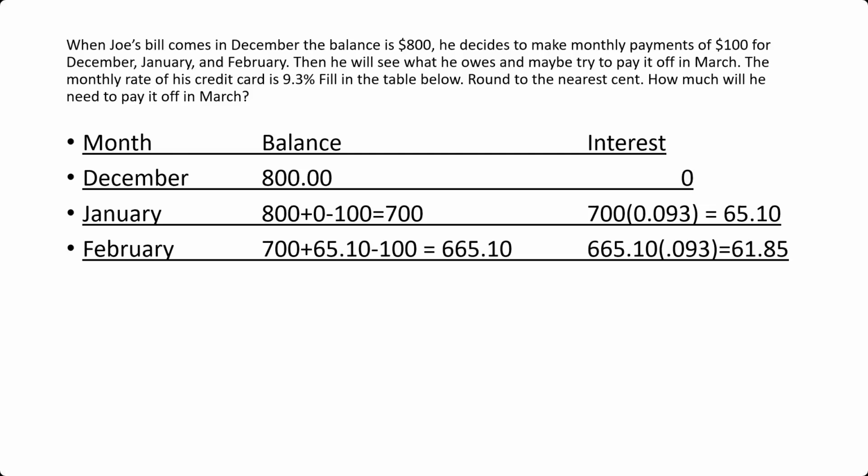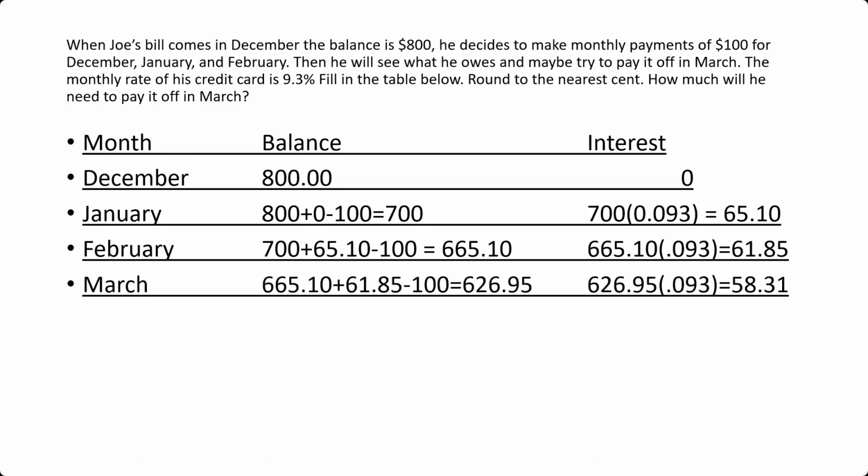There's either a credit card or a savings account. For the March, we take the $665 from February plus the interest from February and subtract the $100 payment. March's balance is $626.95, which he needs to pay interest on, giving him $58.31. Any questions on that?